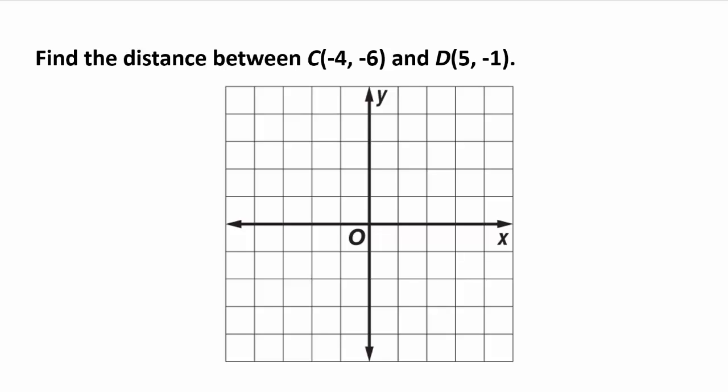Let's go ahead and graph this one just so we can take a quick look at it. C is going to be at negative 4, 6, so let's count by twos, negative 4, 6. And D is going to be at 5, negative 1. So 5, negative 1 would be right there. That's D. And our line segment, CD. We're going to try to find the distance between these 2 points.